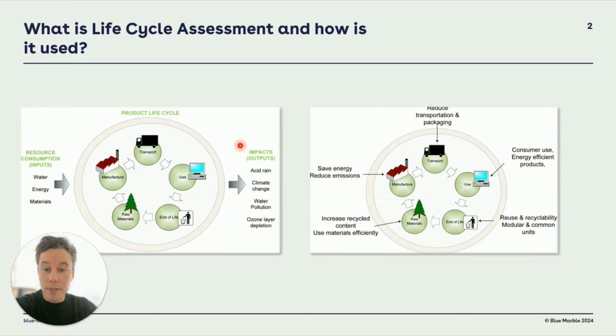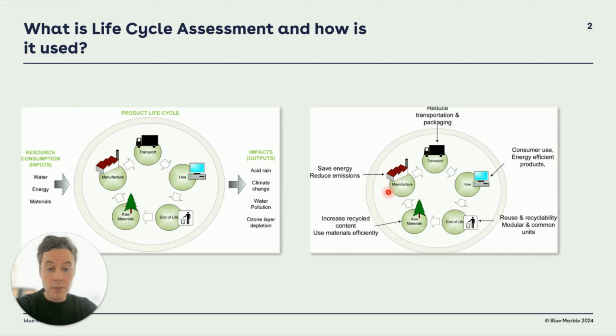Correspondingly, there are environmental impacts at each of those life cycle stages, and they may result in acid rain potential, climate change, water pollution, or ozone layer depletion. And once we understand what the environmental impacts are of the product's life cycle, we can start to do something about it. So with raw materials, we can increase the recycled content.